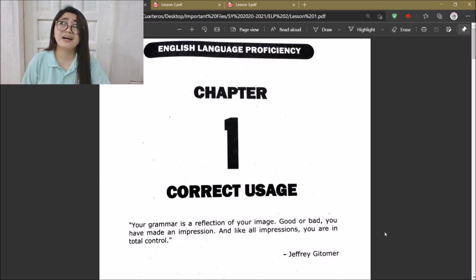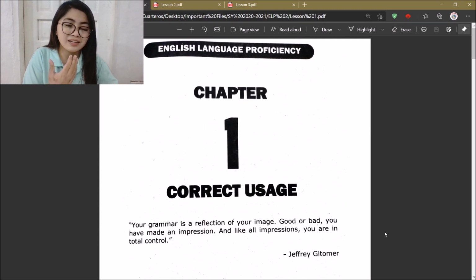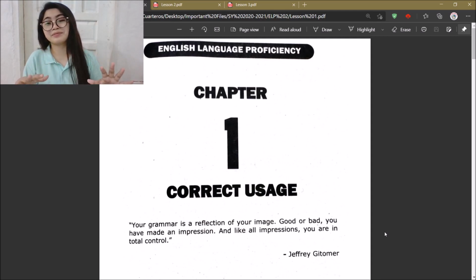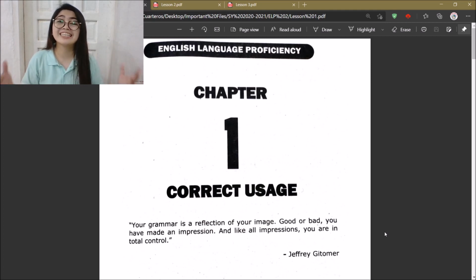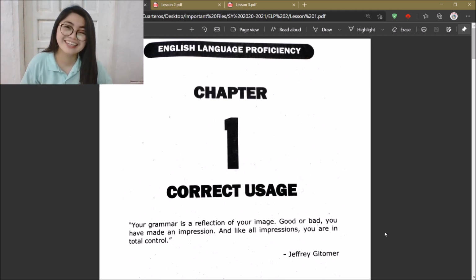English is very complicated because we are not native speakers of English. We are just second language learners. It is not our native tongue, right? So bear with me, especially my math majors. I know that this is not your forte, but let's help each other.